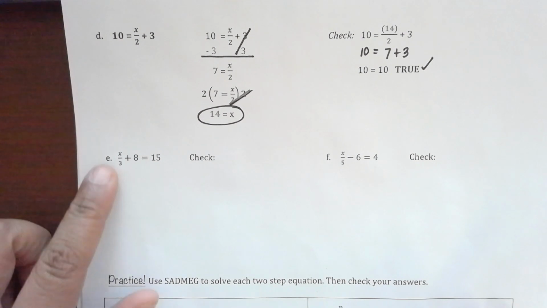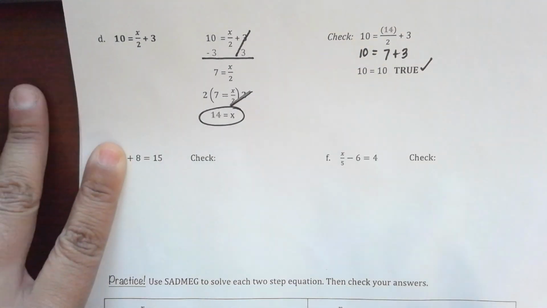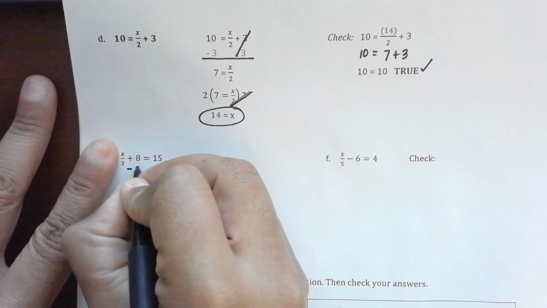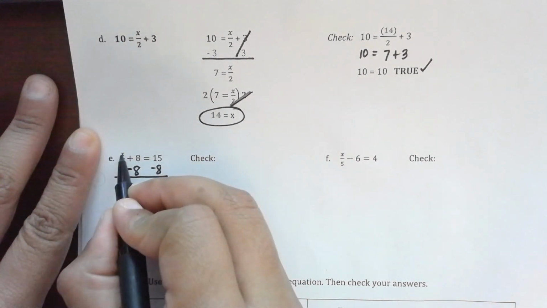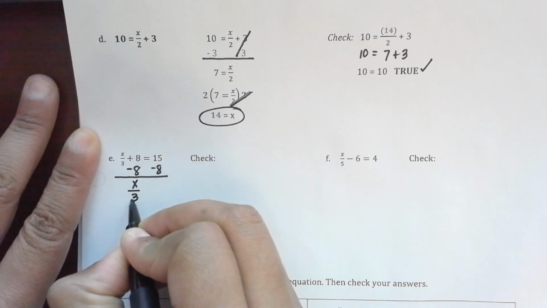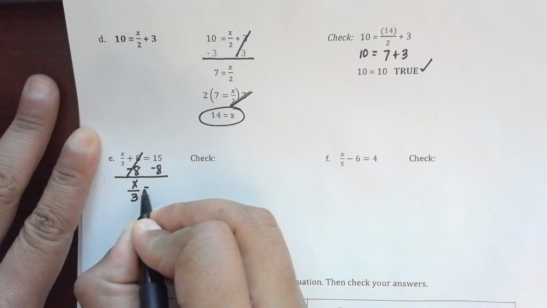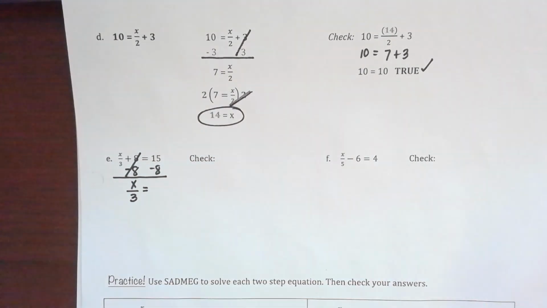I have x over 3 plus 8 equals 15. What is my constant? 8. Is it positive or negative? So how do I get rid of a positive 8? Subtract it, make it a negative 8 on both sides. So what's brought down? X divided by 3. What happens to those 8's? They cancel out. What's brought down behind that? And then what am I typing in? 15 minus 8. So get that typed in for me. 15 minus 8.